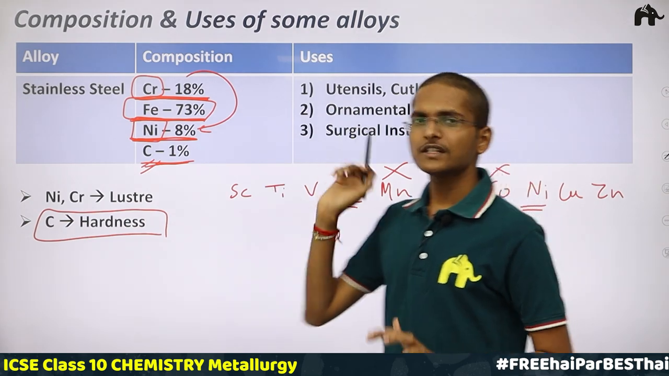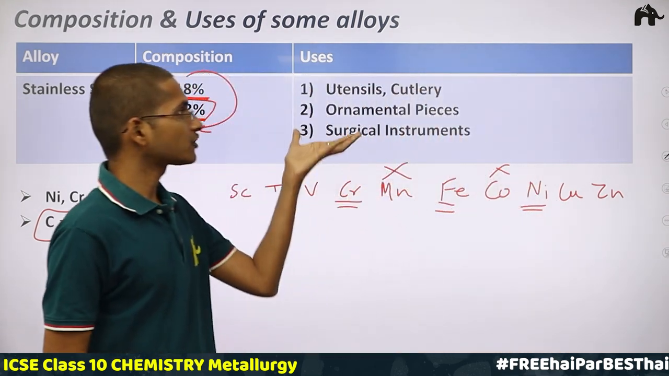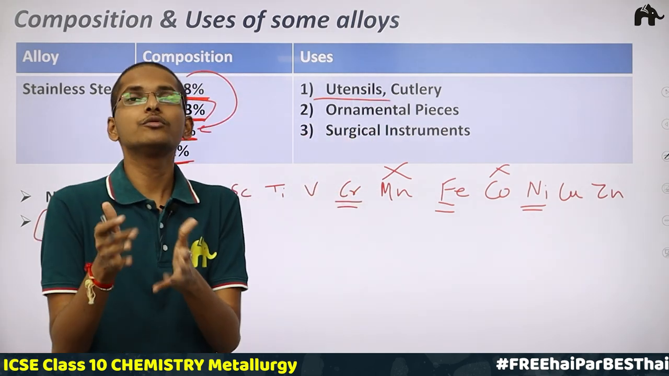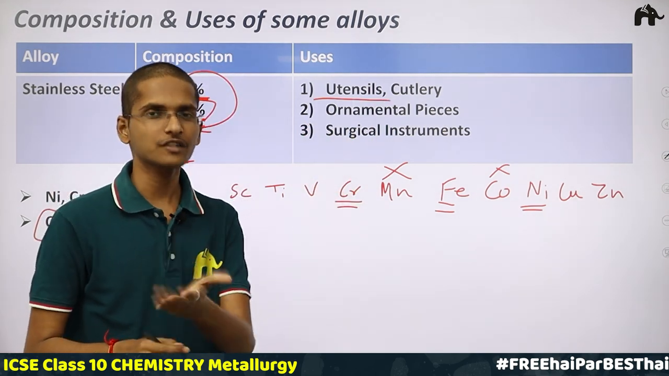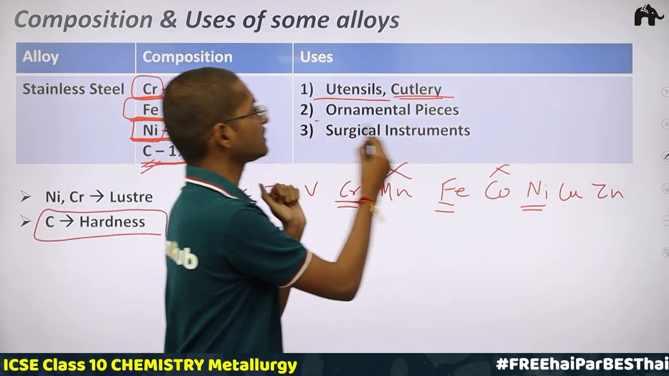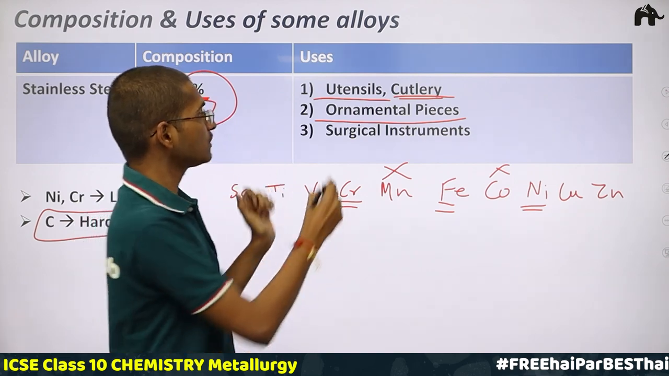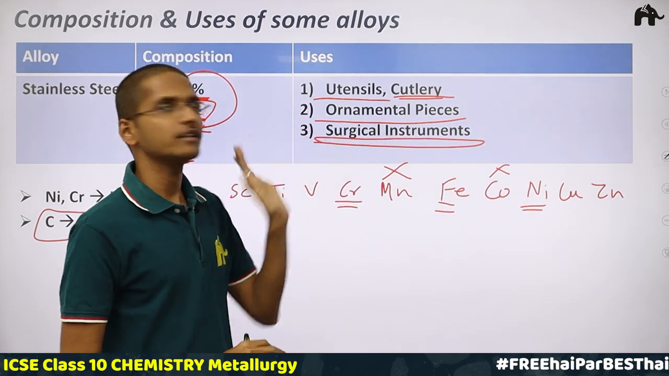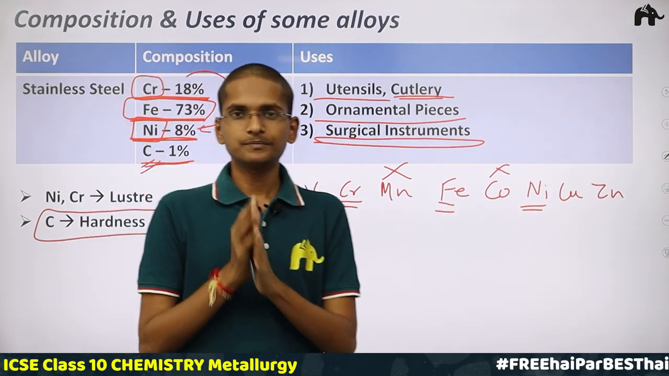What is the use of stainless steel? Now see here, there are so many uses. Utensils are made up of stainless steel. In your home, you would definitely have utensils of stainless steel. You can ask your mom. Cutlery is also made up of stainless steel. Ornamental pieces are also made up of stainless steel. And very important, surgical instruments. Those instruments which are used in surgeries are made up of stainless steel. Very simple, very clear.